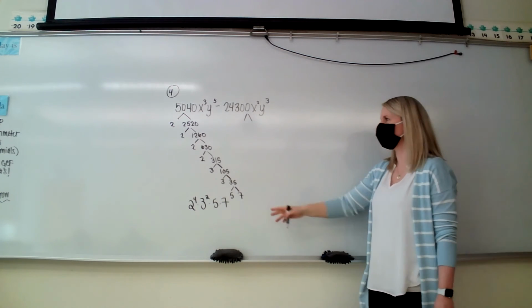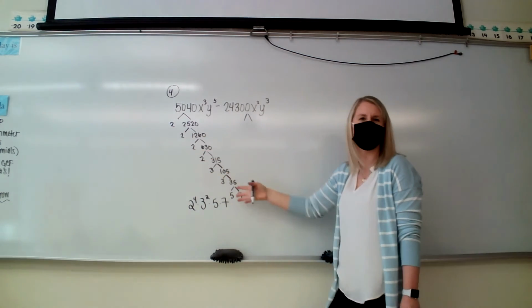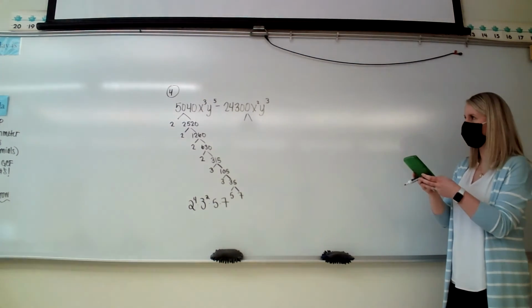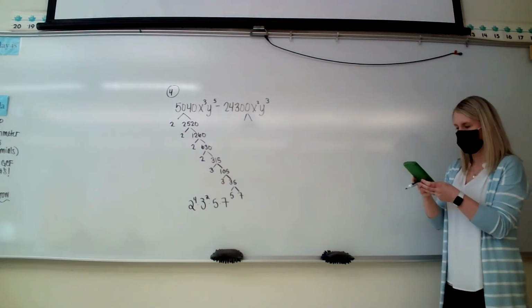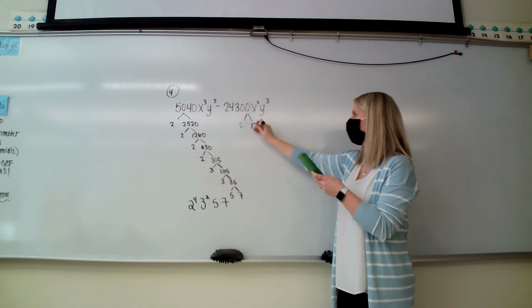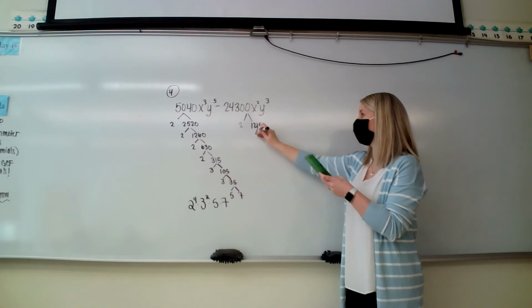Once again, see how it's nice and in order, how beautiful is that? That's why I like to start with twos. So I'm going to start with 24,300 divided by 2. Okay, 2 times 12,150. So I'm going to keep with my twos.